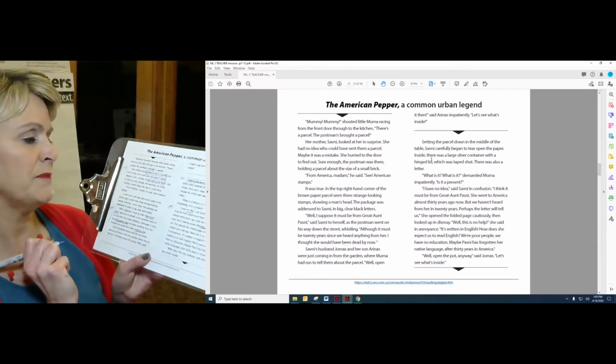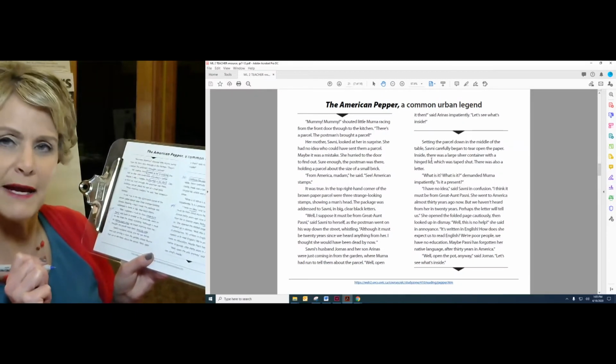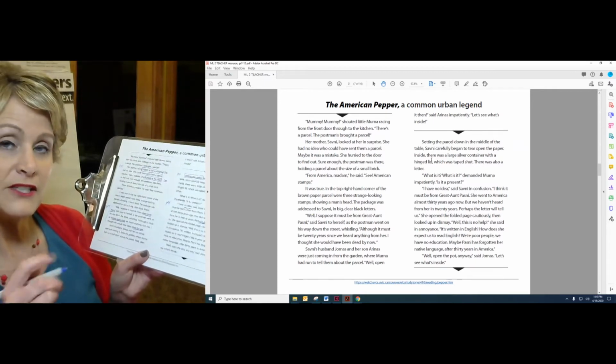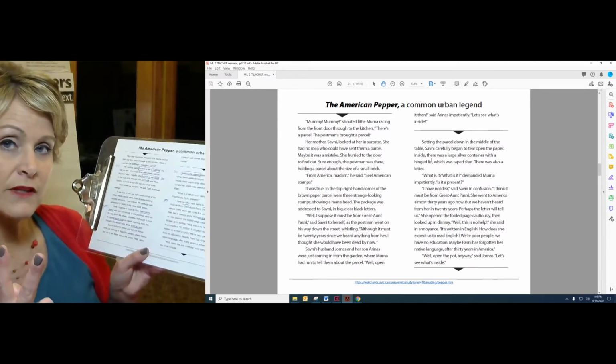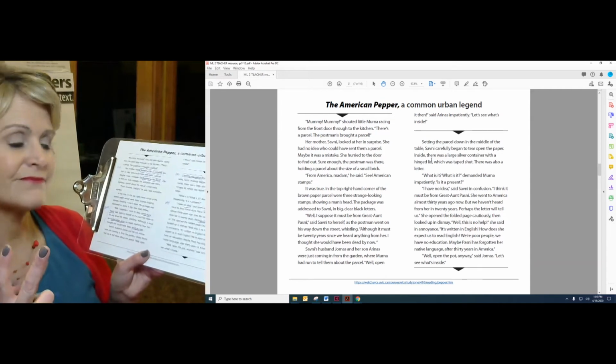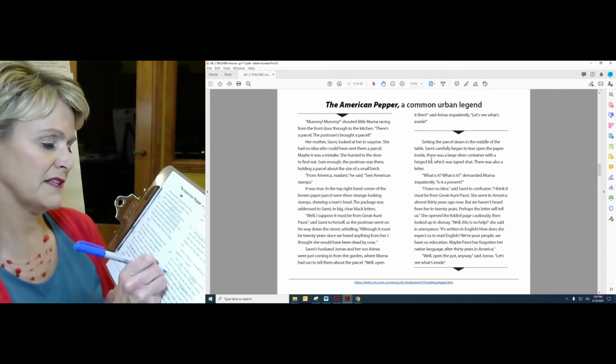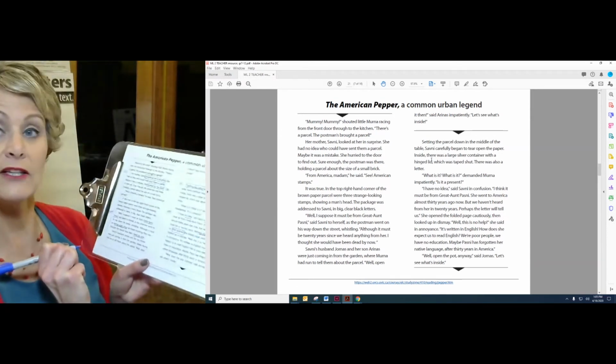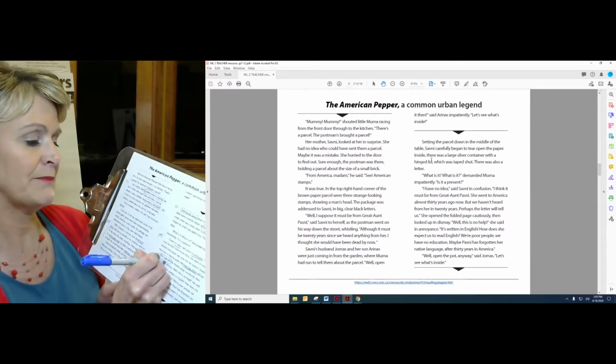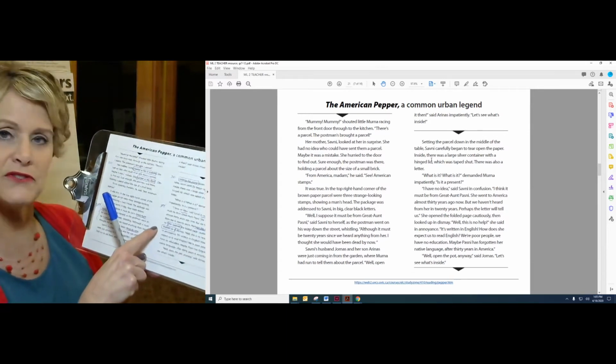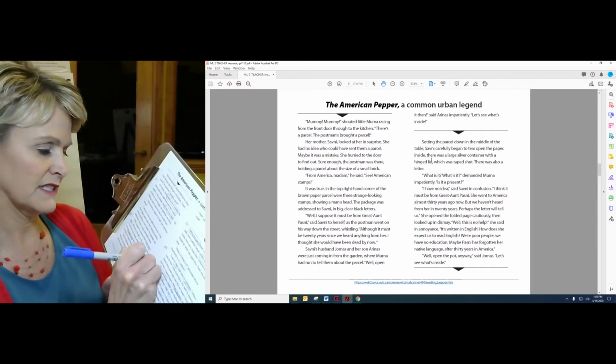She opened the folded page cautiously, then looked up in dismay. Do you have actions or spoken words? Actions. What are they? She opened the letter, okay, and looked up. And so I'm putting a box around those. And how do I mark those in the margin? Do, because it's an action.